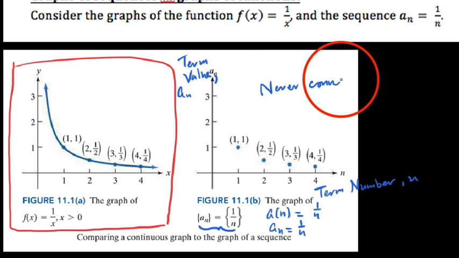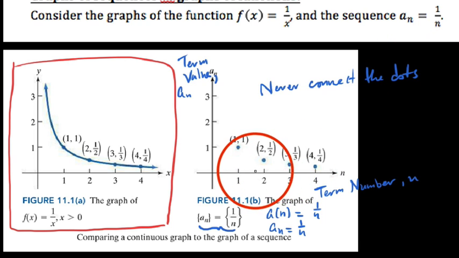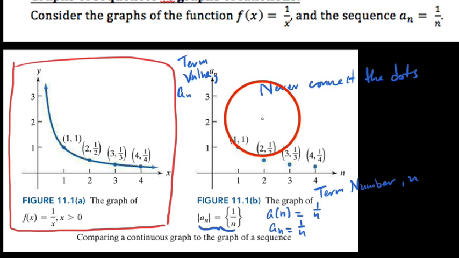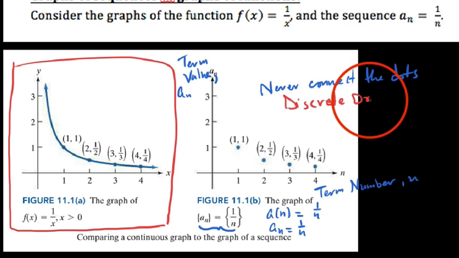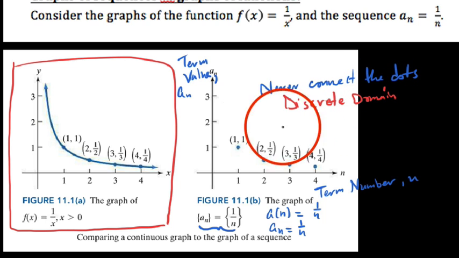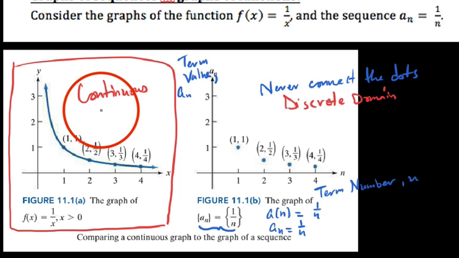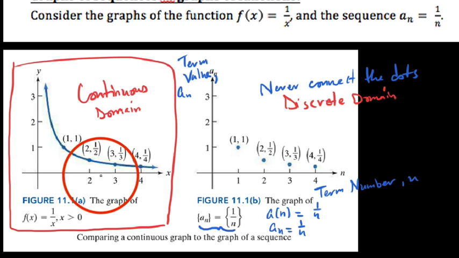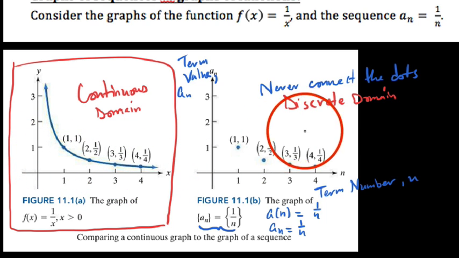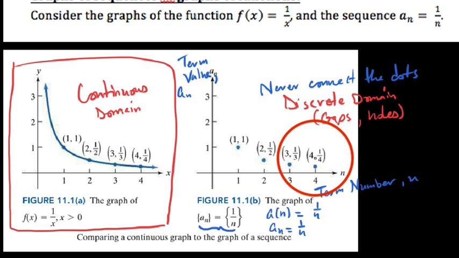And that's what we're looking at here, and we never connect the dots. What this means is our domain has gaps in it, or holes in it. We refer to this as having a discrete domain, which is essentially the opposite of what we refer to as a continuous domain. The difference is that a continuous domain, say for instance here, includes all x values between 0 and infinity, whereas a discrete domain has gaps or holes in it. This one starts at 1 and goes on forever and ever.